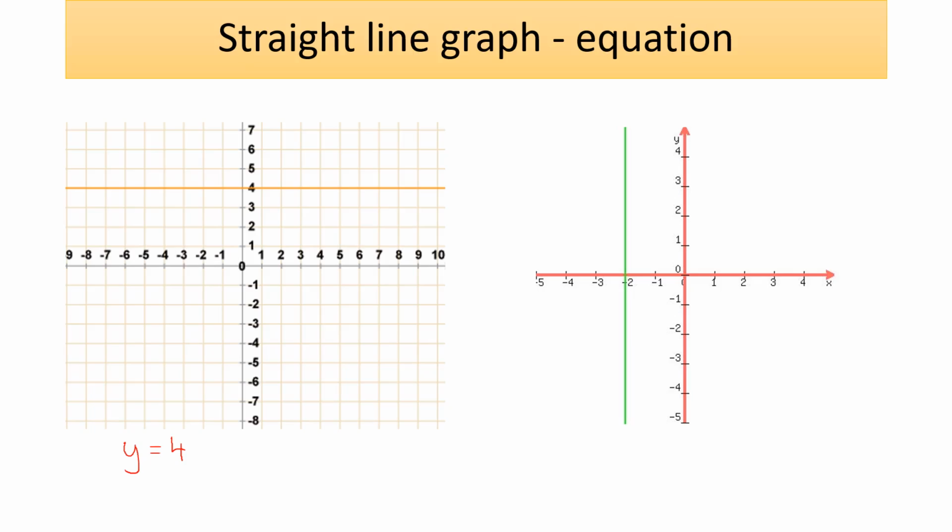Now the one on the right, okay, it's a vertical line and it crosses the x-axis at -2. Okay, and when you think about it, the value of x of every point on this line, whether it's here or here or here, the value of x of every point on this line is -2. So the best way to describe this line is x equals -2. Okay, and that's it.